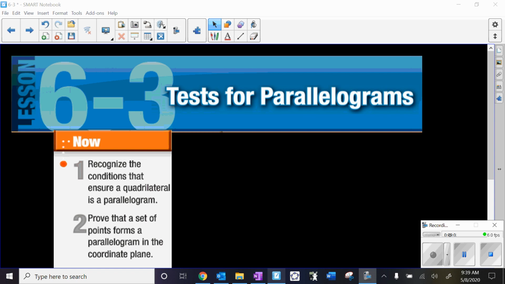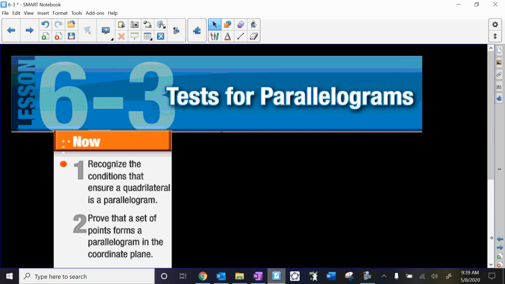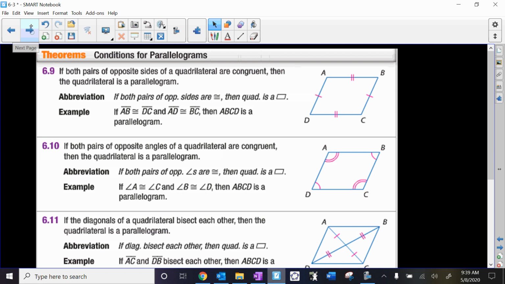In section 3, we're going to continue looking at parallelograms. And now we're going to test whether something is a parallelogram or not. So we're going to recognize the conditions to see if a quadrilateral is a parallelogram, and then we'll prove whether a set of points forms a parallelogram in a coordinate plane. A lot of these tests are the same properties that we looked at in section 2.